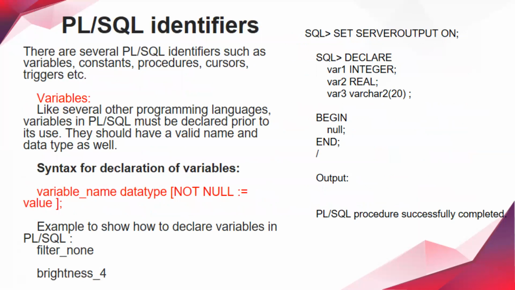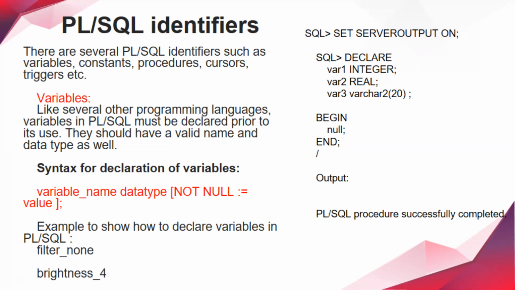So these are the PL/SQL identifiers. There are several PL/SQL identifiers such as variables, constants, procedures, cursors, triggers, etc. For example, variables: like in several other programming languages, variables in PL/SQL must be declared prior to their use. They should have a valid name and a data type as well.